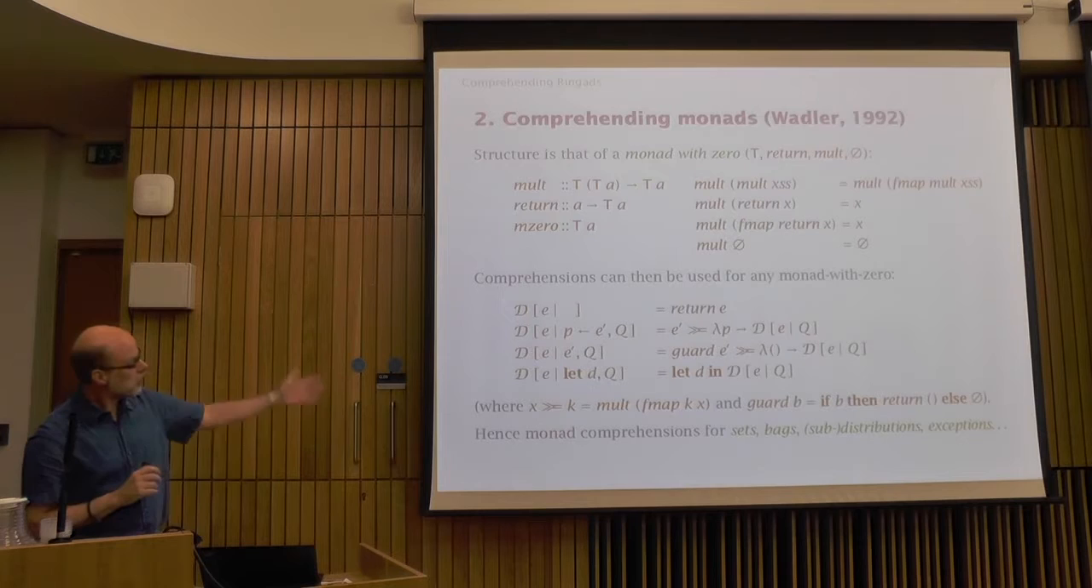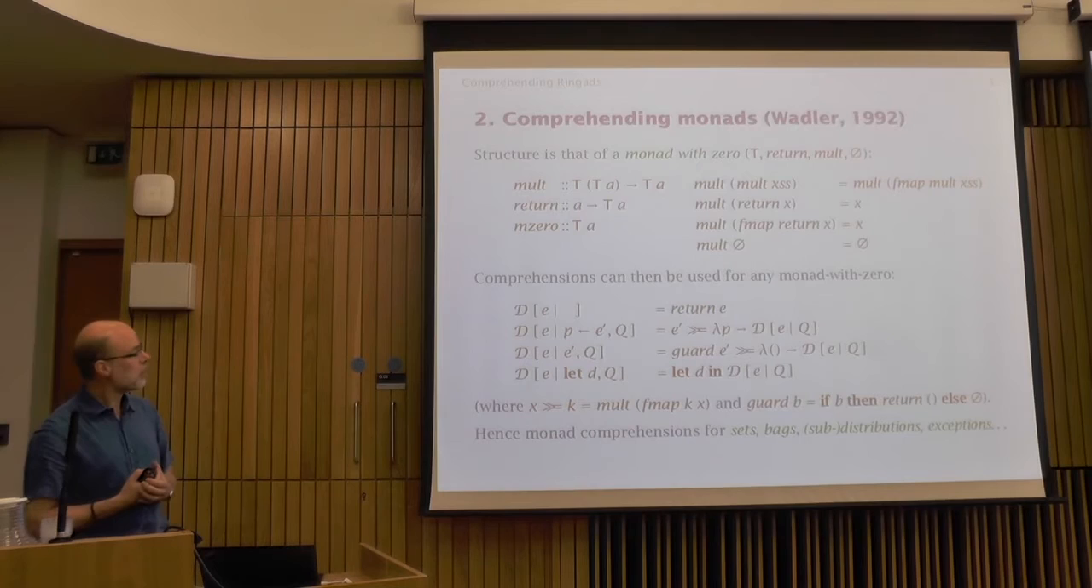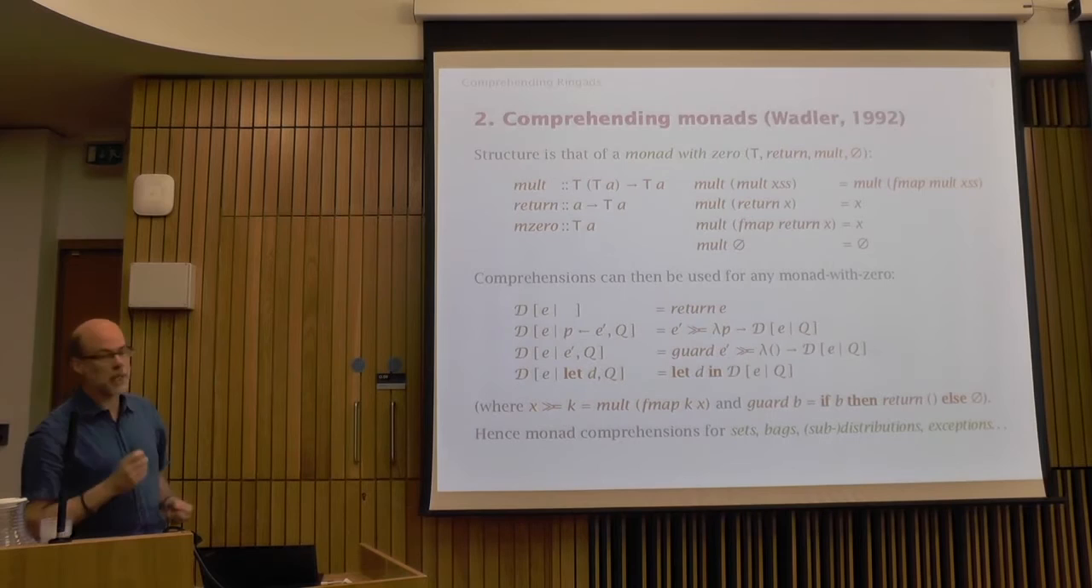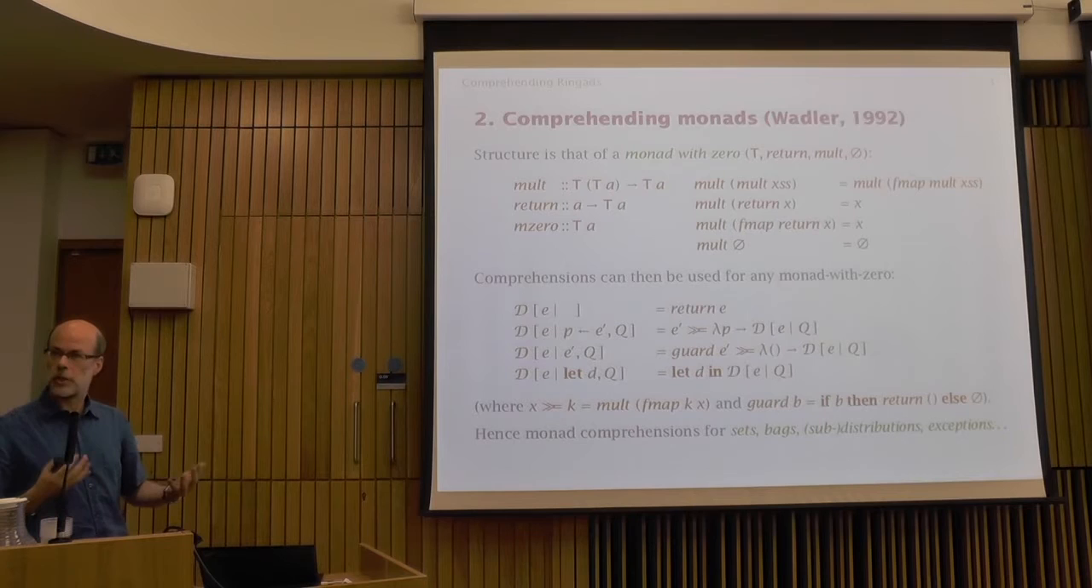So then there's a de-sugaring transformation that explains how to turn comprehensions into applications of these monad operations. This Phil explained in the book that Simon Peyton Jones wrote on implementing functional languages. I believe that chapter was Phil's chapter. It very nicely explains how to compile comprehensions into operators. And so this means you can use comprehensions for all sorts of monads, as long as they're monads with zero. So lists, sets, bags, probability distributions, as long as you allow for distributions with bits missing, sometimes called sub-distributions, and exceptions as well.